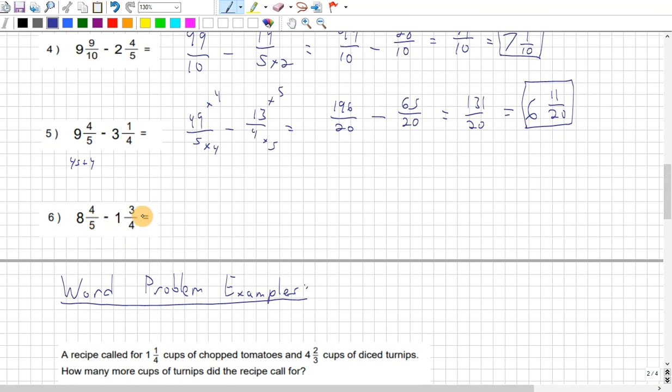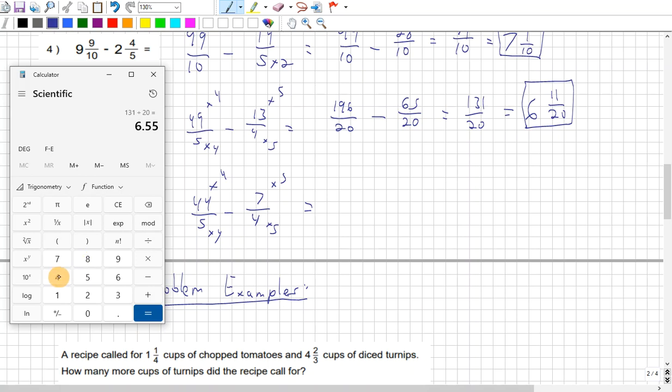8 4/5 minus 1 3/4. Again, we're going to convert these to improper fractions. So 8 times 5 is, of course, 40. So 40 plus 4 is 44 over 5 minus 1 times 4 is 4 plus 3, 7 over 4. And again, I have 20 as the common denominator, which is kind of annoying, but it's okay. So common denominator of 20, multiply the first fraction by 4, second fraction by 5.